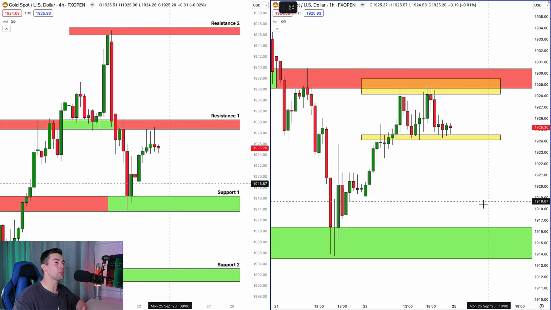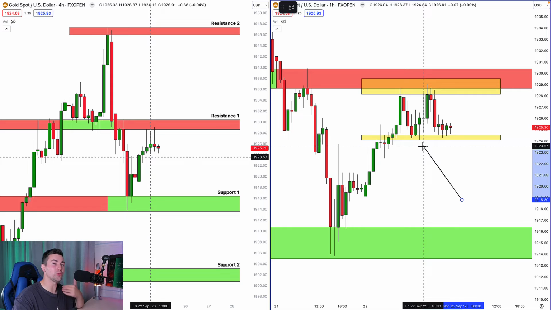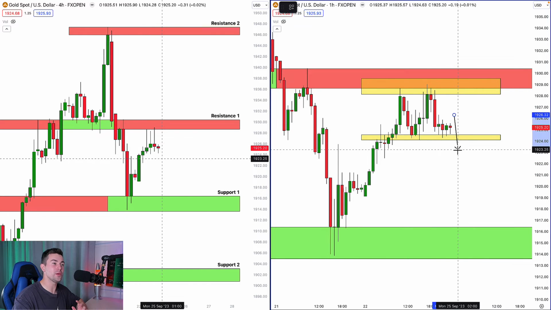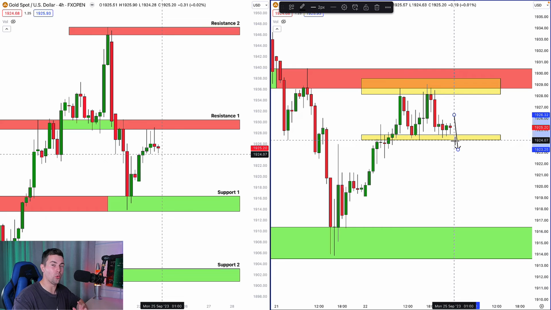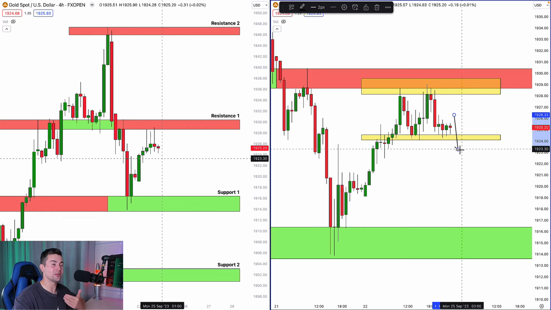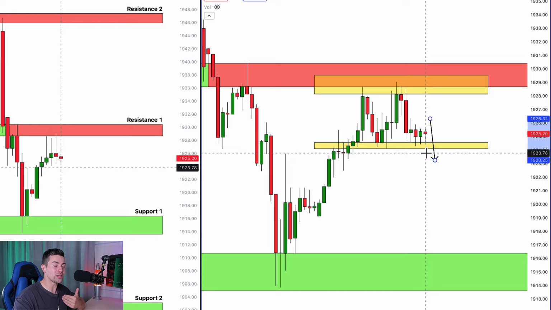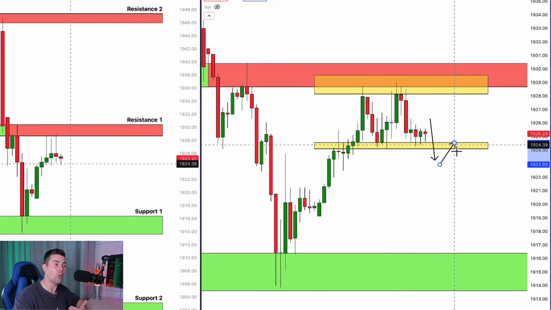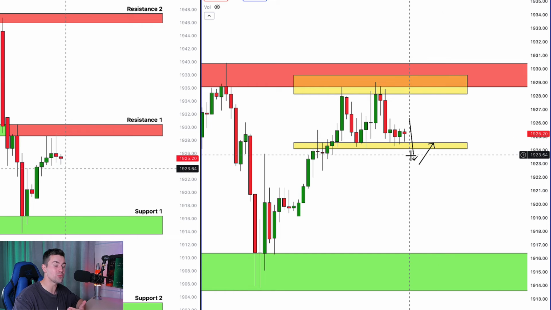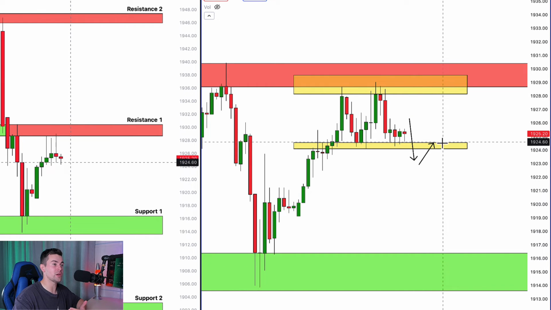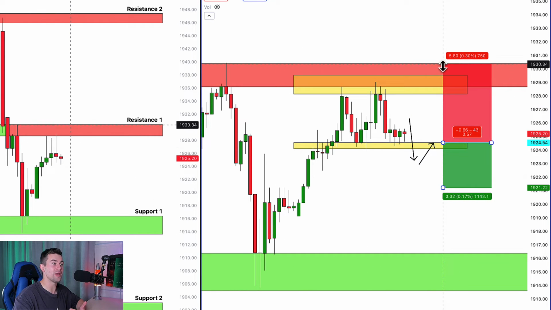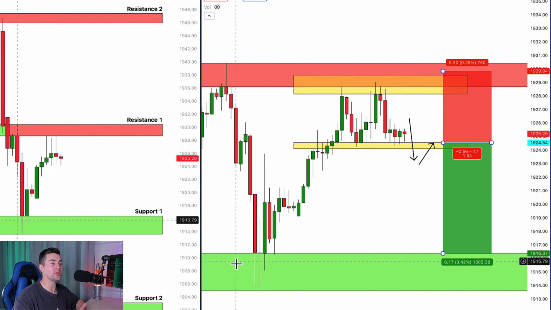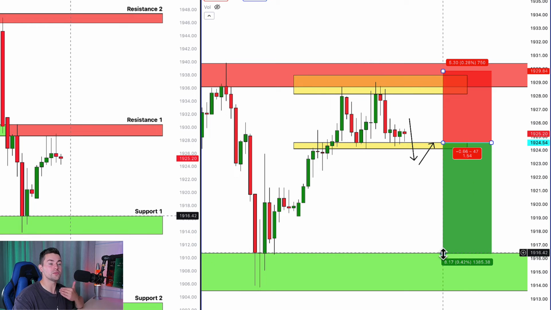To short that horizontal range that is formed on a key 4-hour structure, your bearish confirmation will be a bearish breakout of the support of the range, the hourly candle close below. Once the hourly candle closes below that, you will set your sell limit order on a retest of a broken support of the range. You will set your stop loss above the highs of the range, and your target will be your current structure low.